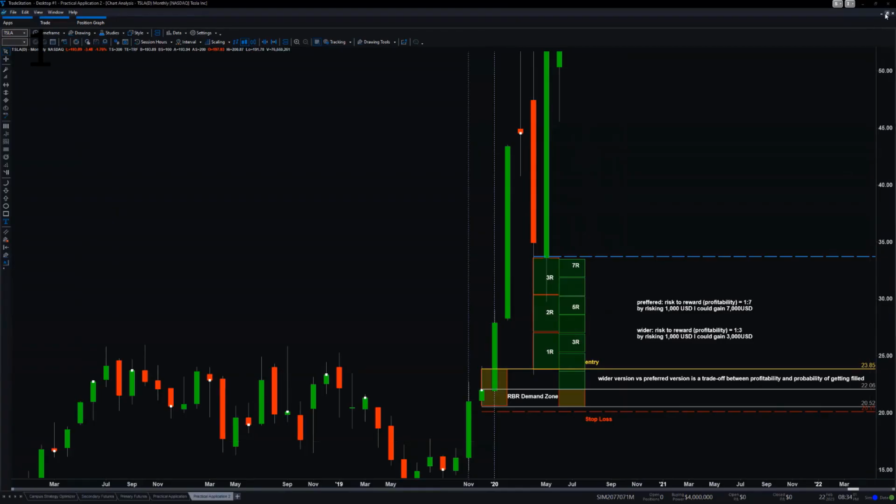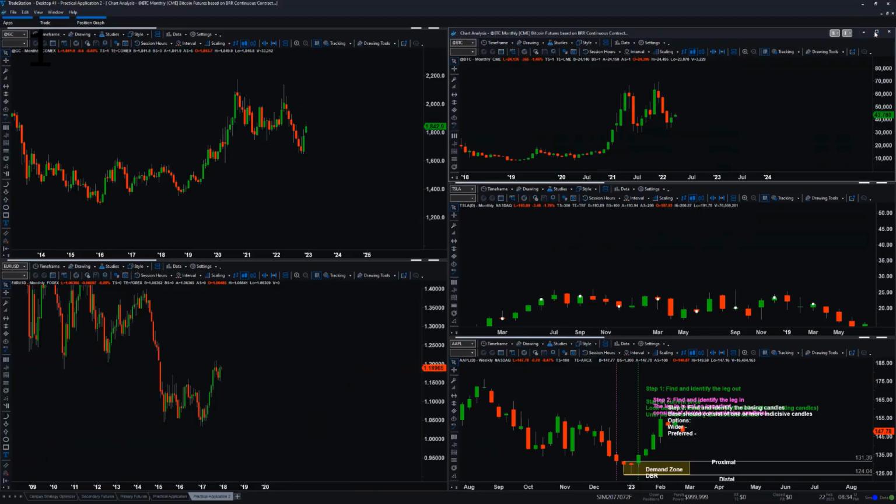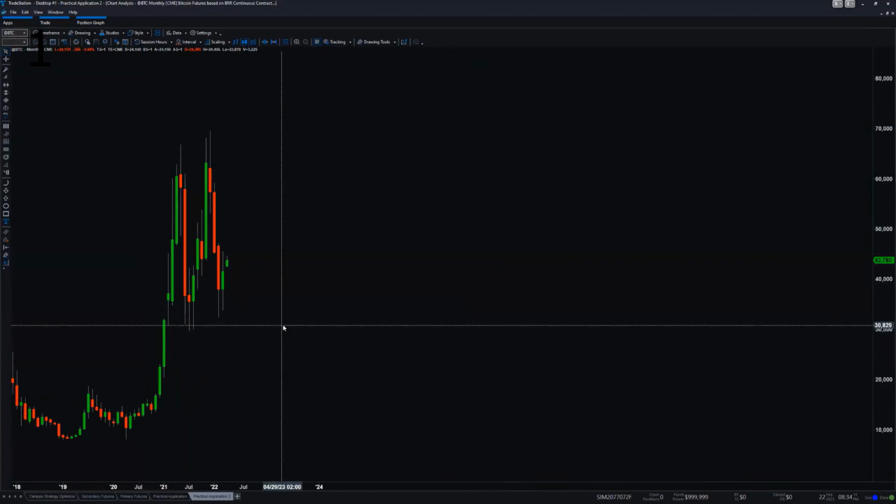Let's do one more example for demand, just to show that supply and demand, as I said in the first session, is so powerful because it's universal to all marketplaces and universal to all time frames. Right now, we're looking at monthly Bitcoin. So anyone can take over here and find a rally-base-rally or a drop-base-rally.